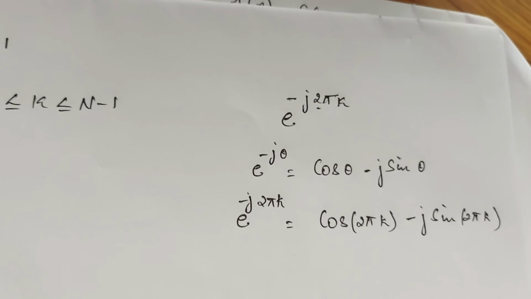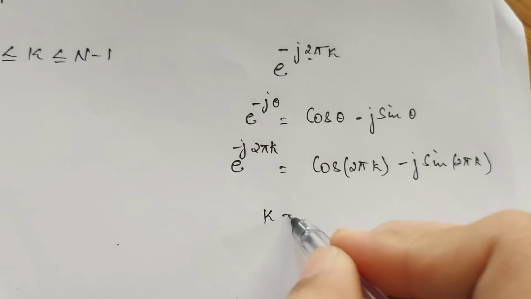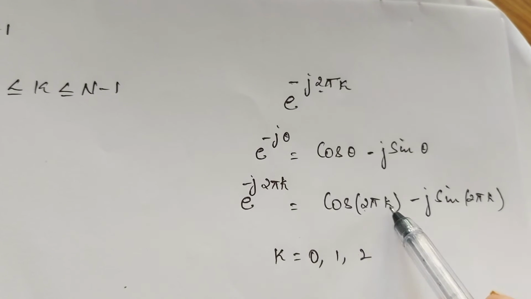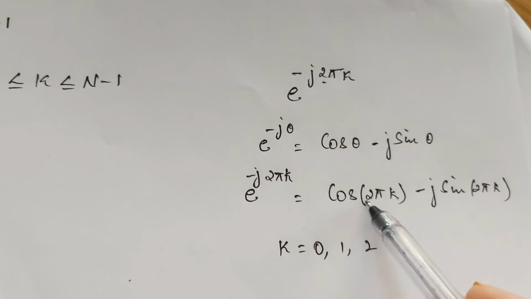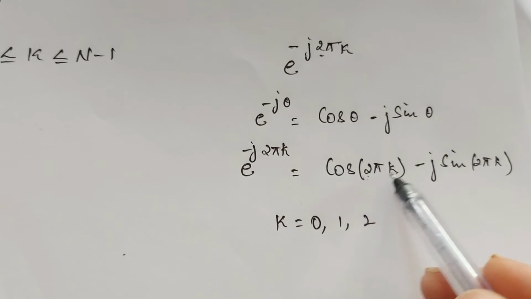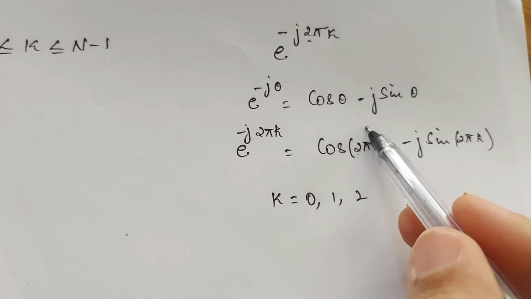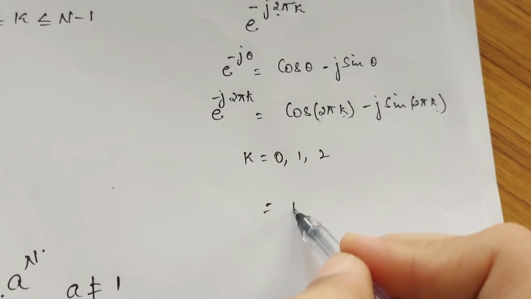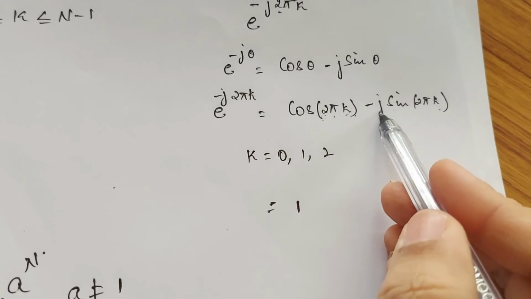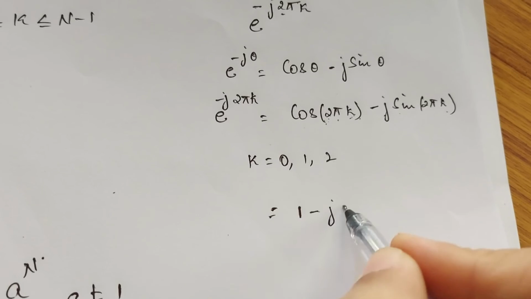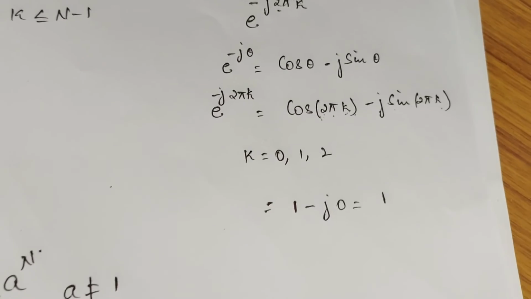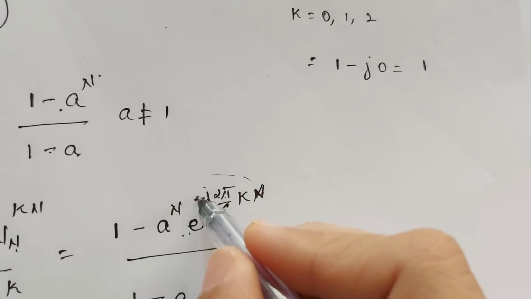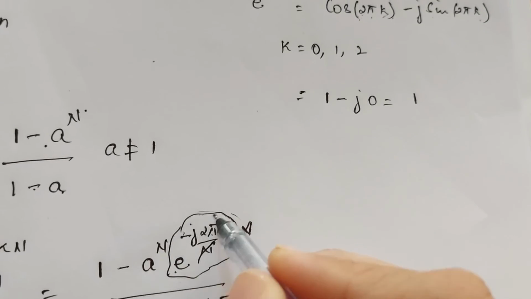So when you do it like this, for all the values of k equal to 0, 1, 2, you will always be getting an even multiple of pi, because it is a multiplication. Whenever it is an even multiple, the cosine is always 1 and the sine is always 0. So when you substitute, this is 1 and this is 0: 1 minus j times 0. So always you will be getting it as 1. So this part will be equal to 1.